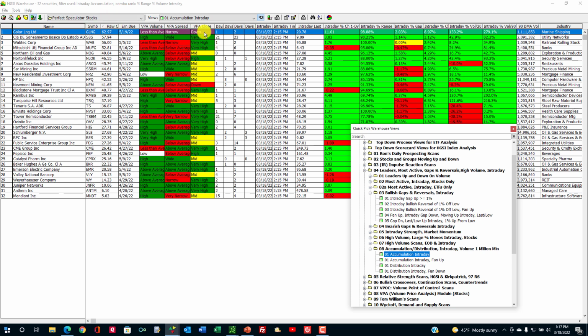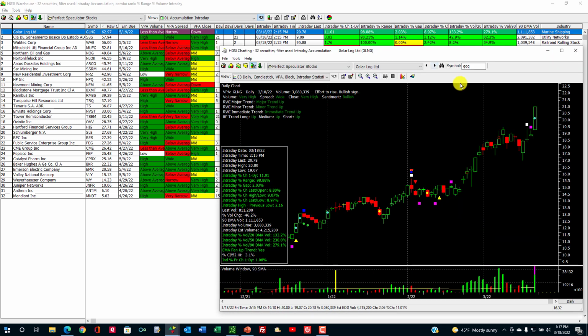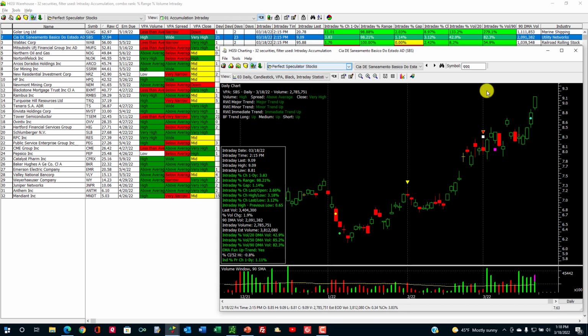So if I use this accumulation intraday, sort on raw combo, here's a stock that is trading at 98.88% of its daily range. It's up 11% today. This has been a strong stock and a strong group for quite some time now. You can see where it opened today, where it is right now. I saw this one going up early this morning. And it's a very good example of a stock that's under accumulation.